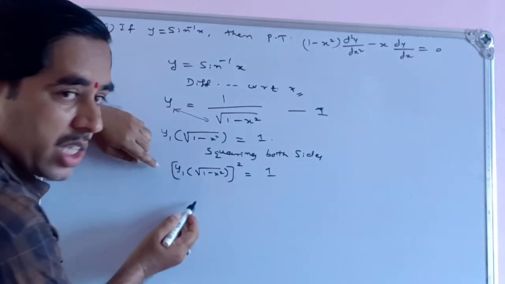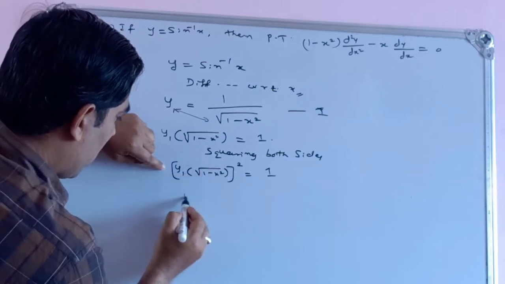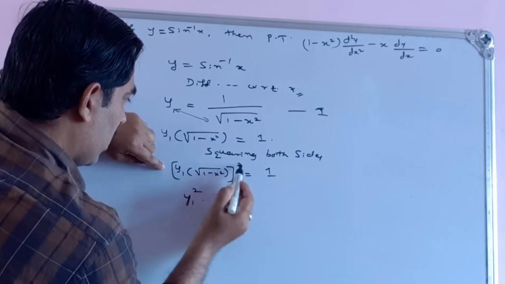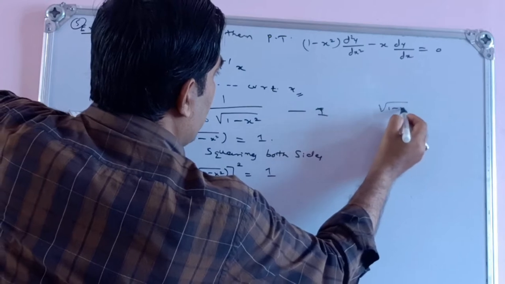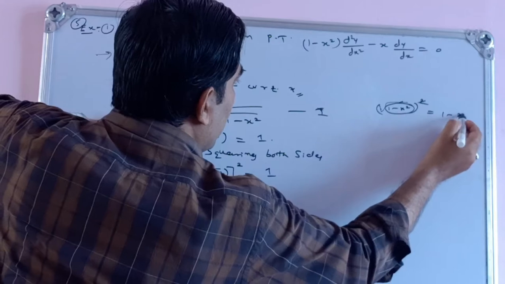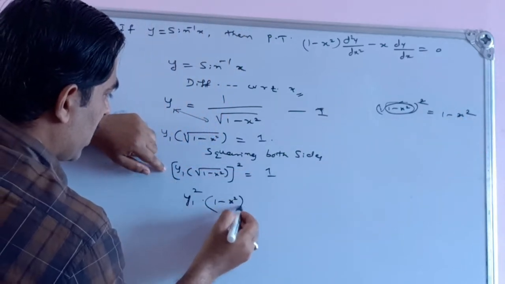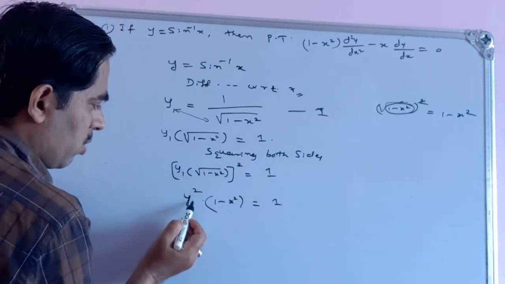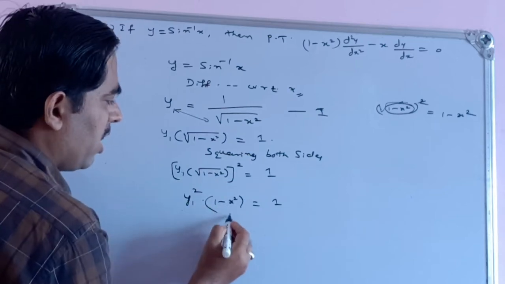Squaring the left hand side, observe this: y1 square into the square root of 1 minus x square whole square. The square and the square root cancel, and we get the inner quantity, 1 minus x square. So this is y1 square into (1 minus x square) equal to 1. Now at this stage we can differentiate again.